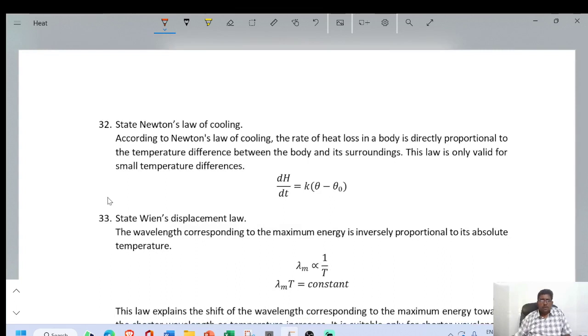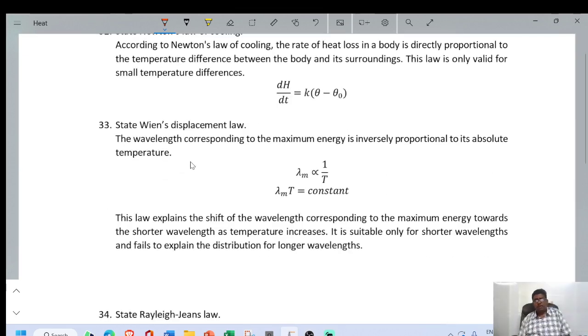State Newton's law of cooling. According to Newton's law of cooling, the rate of heat loss of a body is directly proportional to the temperature difference between the body and its surroundings. This law is only valid for small temperature differences. See, dH by dt is proportional to theta minus theta naught. To remove the proportionality sign, we introduce a constant K.